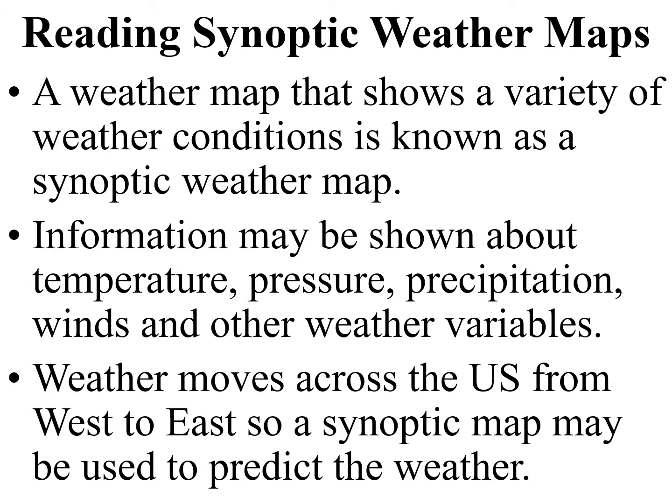Because weather moves across the United States from west to east, on a synoptic weather map you're seeing what the weather is like across the country right now. You can make predictions on what the weather is going to be in different places in the future.